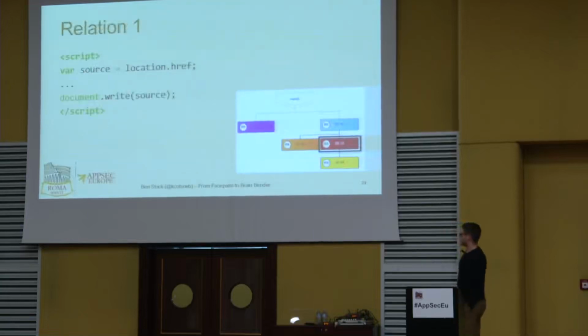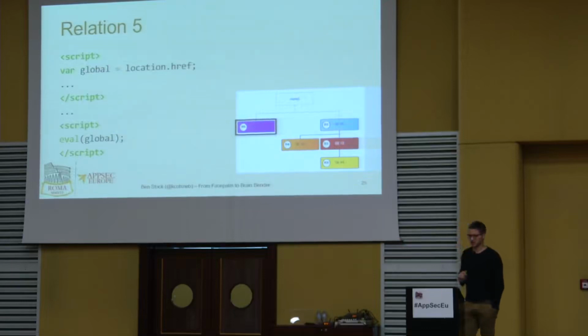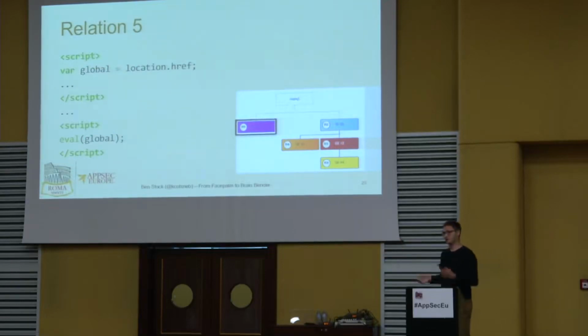All right, so relation 1, as I said, is very easy. You have a source here, you have a document.write, very easy to spot. This one is a little bit harder. This is relation 5. We have 2 distinct script elements. In one, we define a global variable which is assigned, for example, the location. Somewhere else, we have a call to eval, which is the sink in this case. While this looks easy enough, it might also include event handlers. You might have a global variable that is assigned somewhere in the program, and an event handler somewhere else which triggers on some event later on and then finishes the data flow.